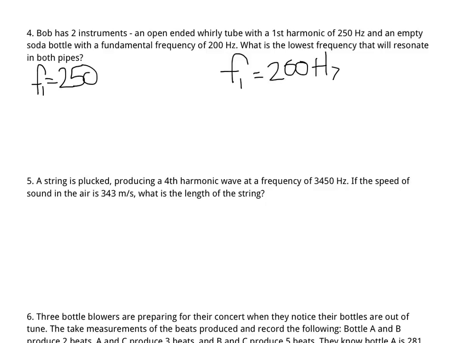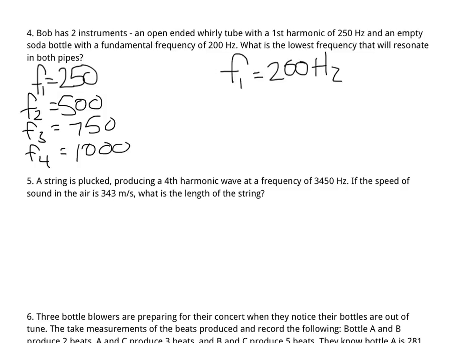And you are asked to find the lowest frequency that is a common harmonic to both pipes. With open-ended pipes, it's fairly simple. As you increase the value of n in the equation, you are really just increasing by multiples of the fundamental frequency. So if we have 250 to start with, the second harmonic is going to be 500, the third is going to be 750, the fourth is going to be 1000, and so on, adding 250 each time.